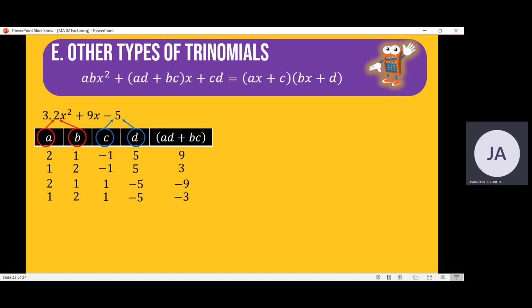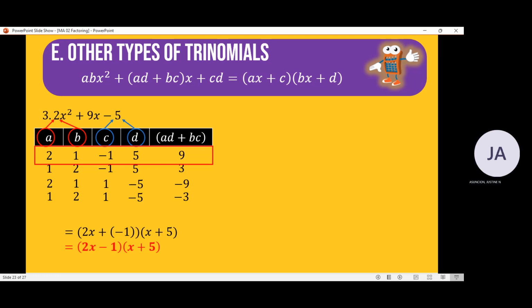Okay, but as you can see, at the first combination, we can utilize this to identify the factors. So we have 2x plus -1 times the quantity of x plus 5. Again, you follow this form: Ax plus C times the quantity of Bx plus D. So we have 2x minus 1 and then another factor x plus 5.